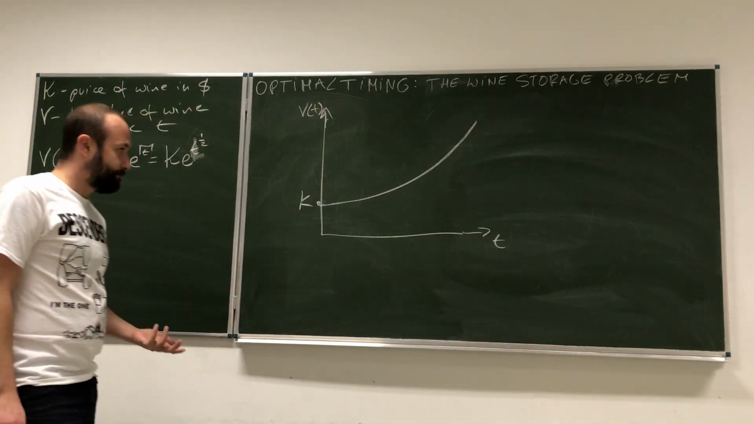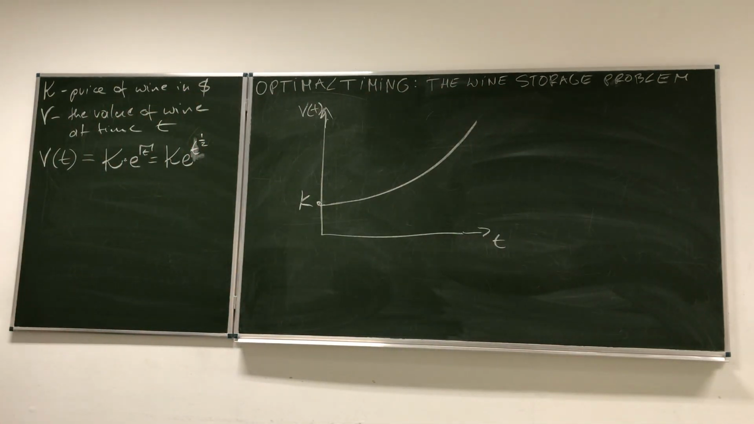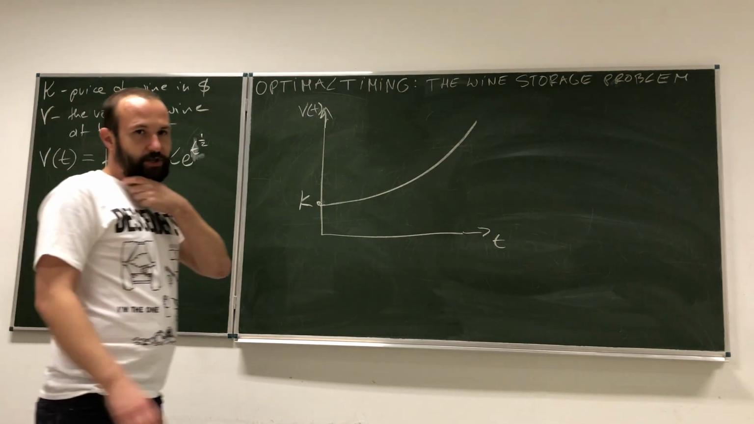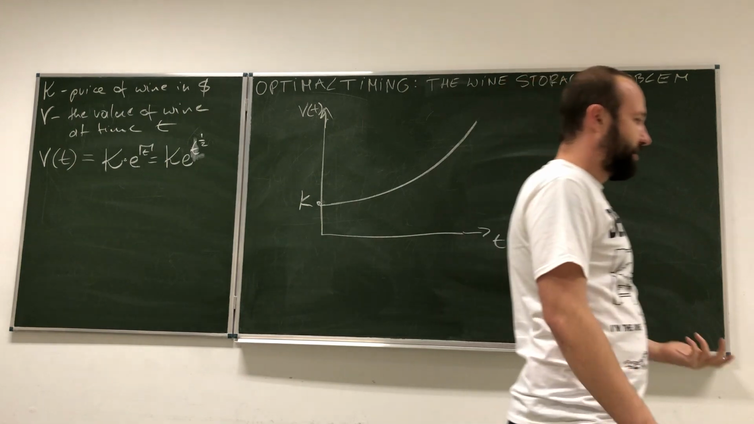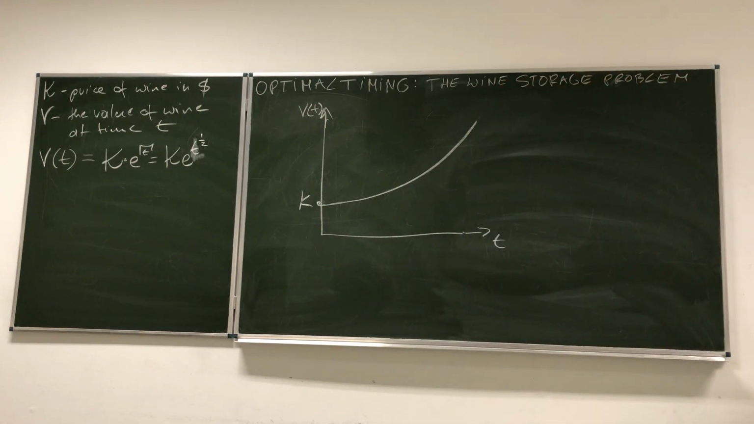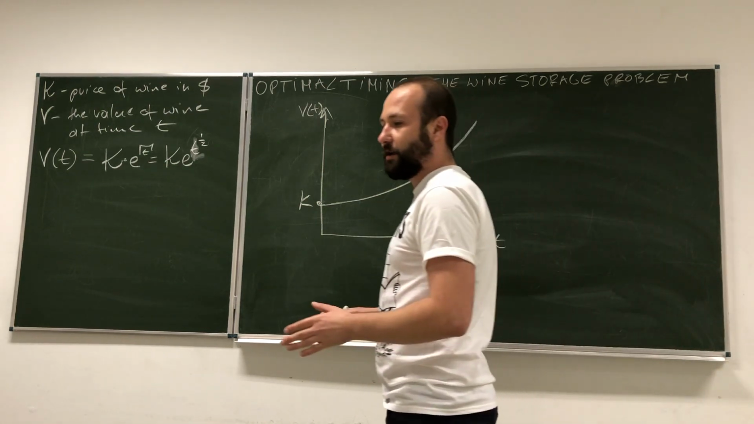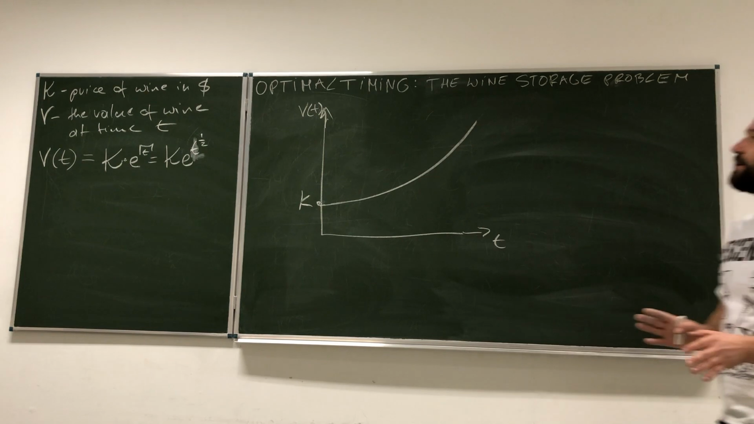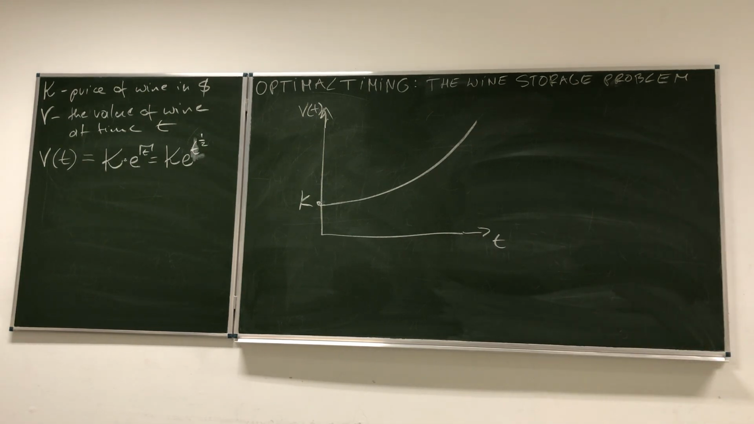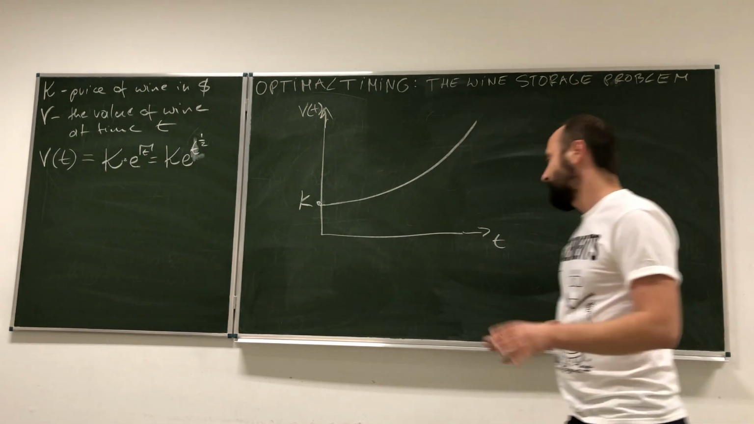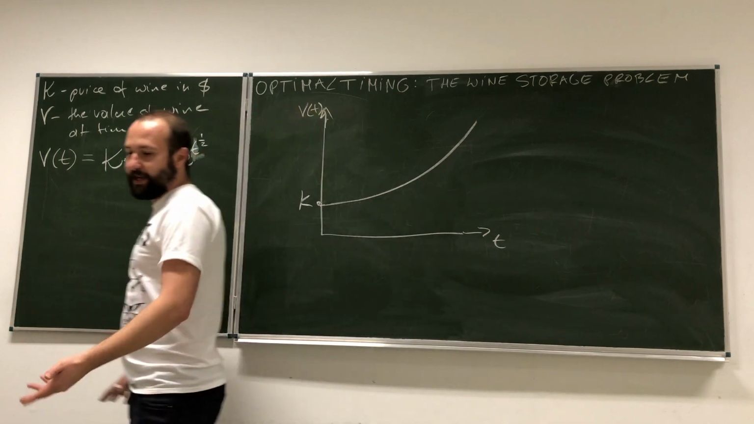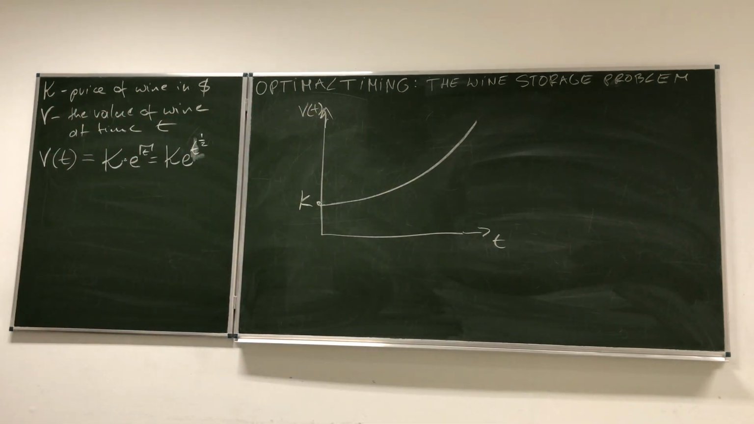Opportunity cost, in this case, could be measured, for example, by interest rate. Because look, instead of keeping your money in form of the wine, you can always sell the wine for a current price and put the money into a bank. And then you will be getting interest from the bank.